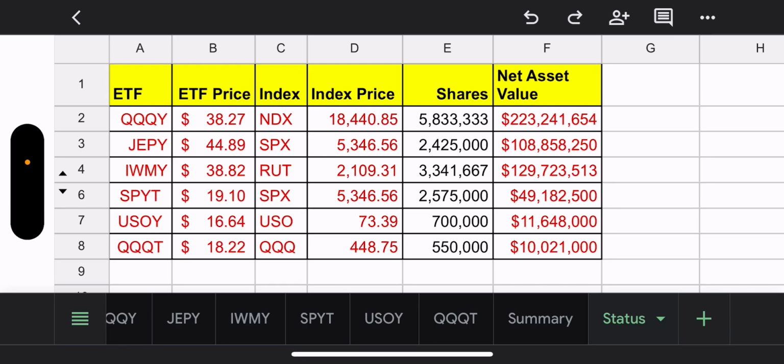So as far as the bottom 3, SPYT is the largest of them. USOY is growing. QQQT is growing. So these funds, they're probably going to be around. They're probably not going to be a Tress.